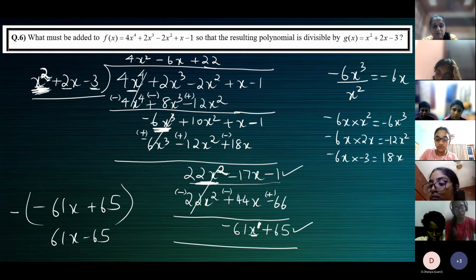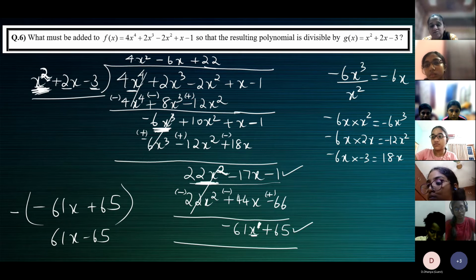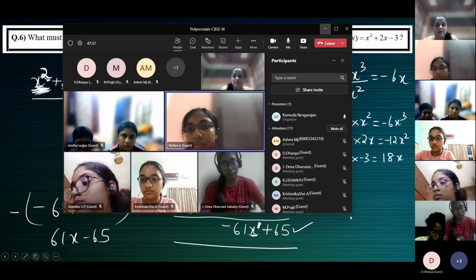Understood both the answers? What should be subtracted? The remainder is to be subtracted. What is to be added? The negative of the remainder is to be added.